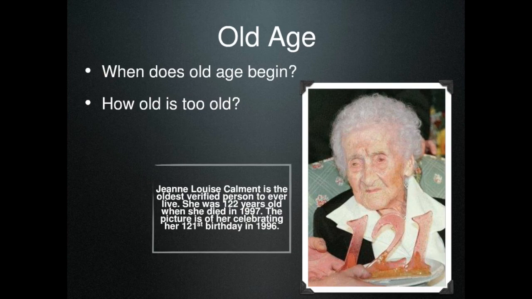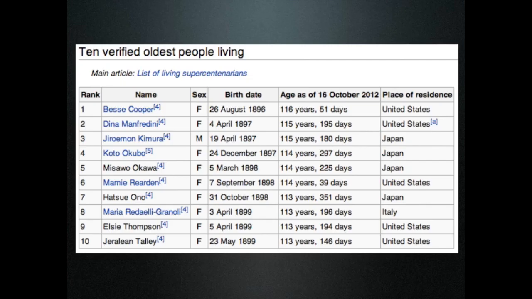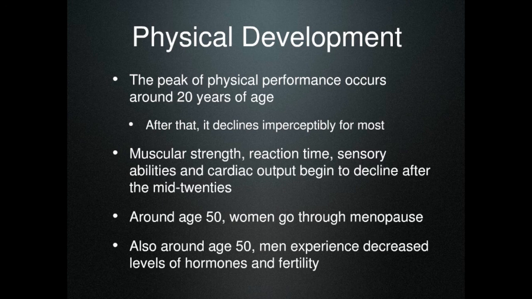adulthood. Talked about a lot about old age. We looked at the oldest living people. 10 verified oldest living people. We've got a 116-year-old person in the United States. As of October 2012. This is an outdated one. The one I showed you was more updated when I showed you in class.